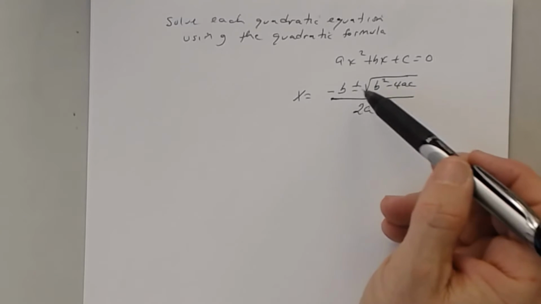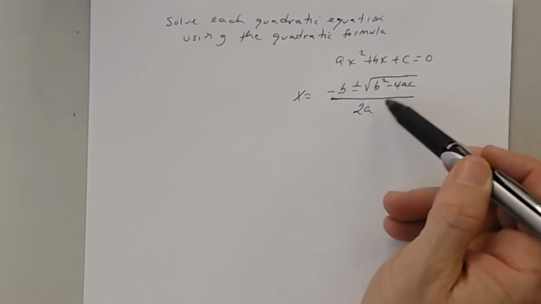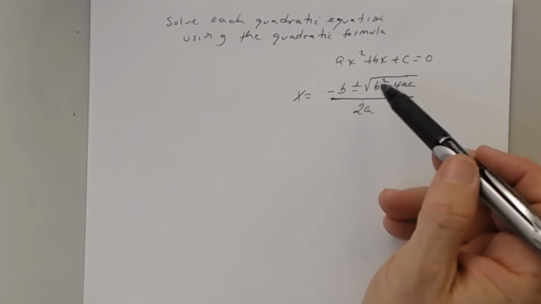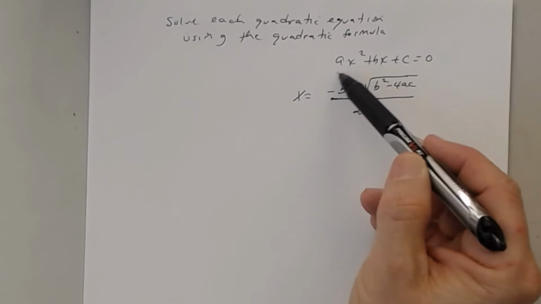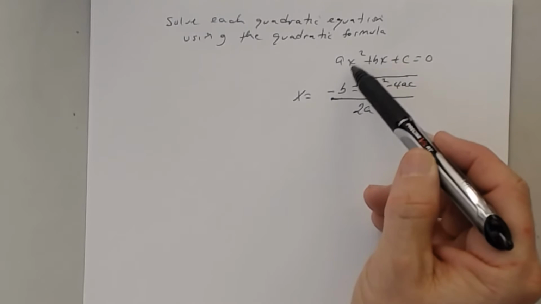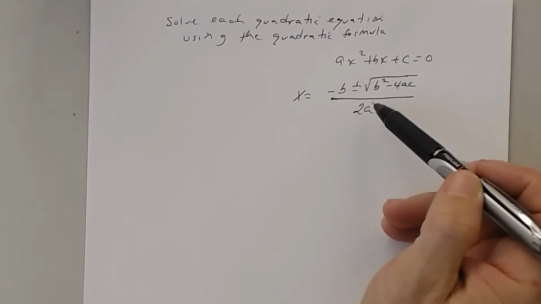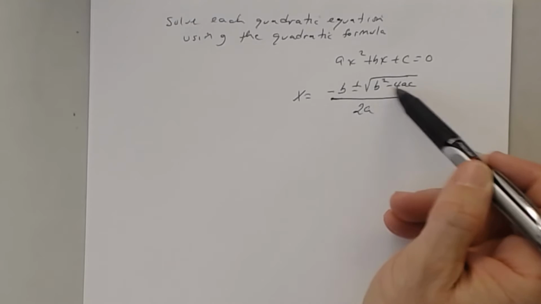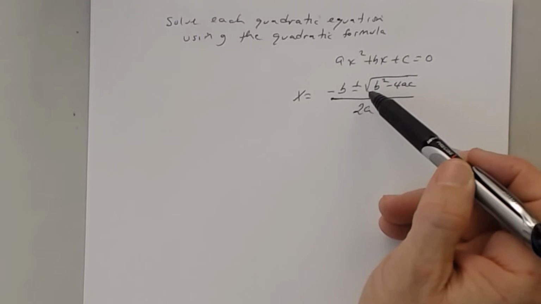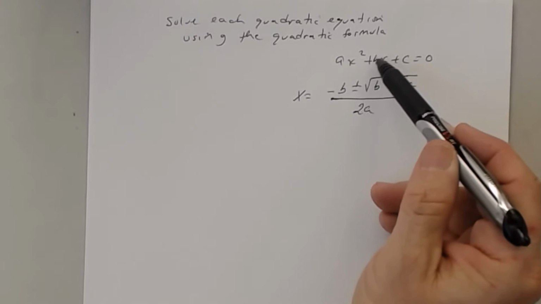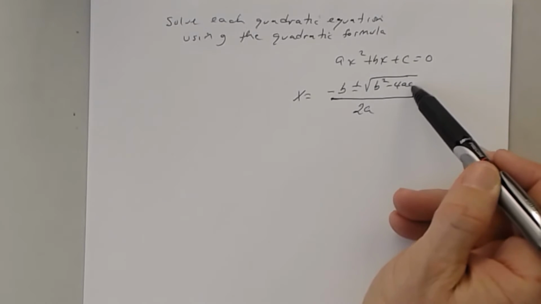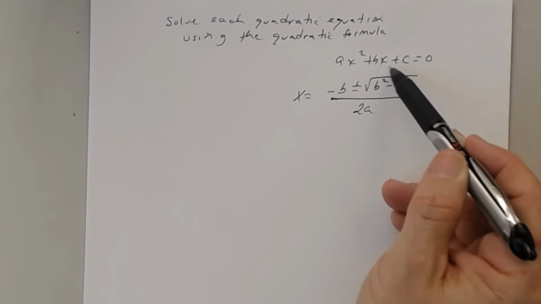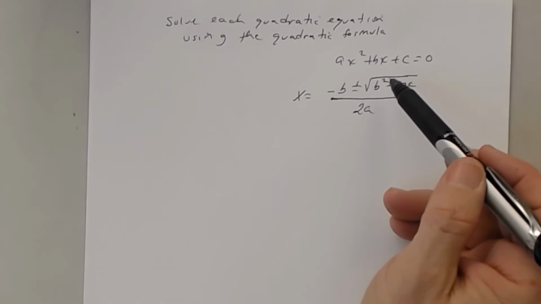Keep in mind, you see that in the formula are the letters a, b, and c? Okay, so a is the coefficient of x squared, see, I'm circling it. b is the coefficient of x, see this x? And c is your constant. Okay?